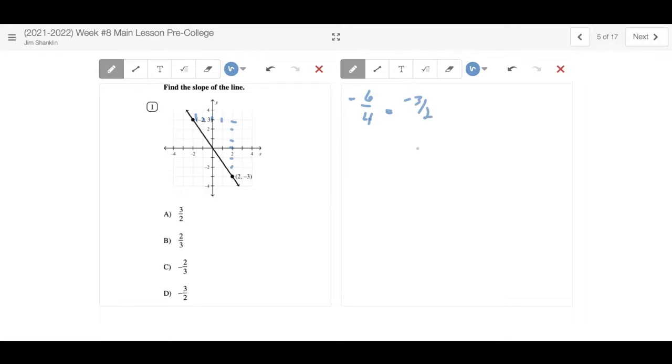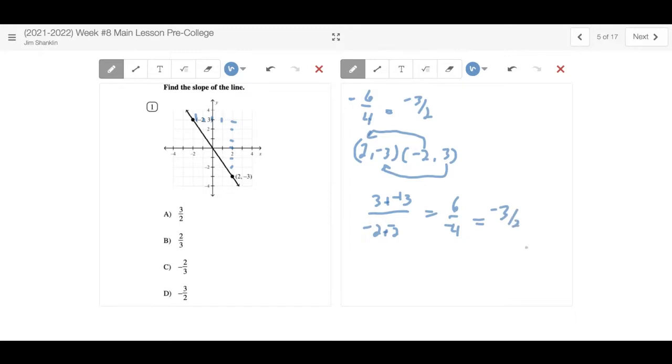Now, let's use two points and find the slope. They gave me the point (2, negative 3) and the point (negative 2, positive 3). If I use the slope formula, it's the change in y, so 3 minus negative 3, over the change in x, so negative 2 minus 2. So I end up with 6 on top and negative 4 on the bottom. Oh my goodness, it looks exactly the same as here, negative 3/2. So it doesn't matter if you use rise over run or the slope formula with two points, you should get the exact same answer regardless of how you do it.